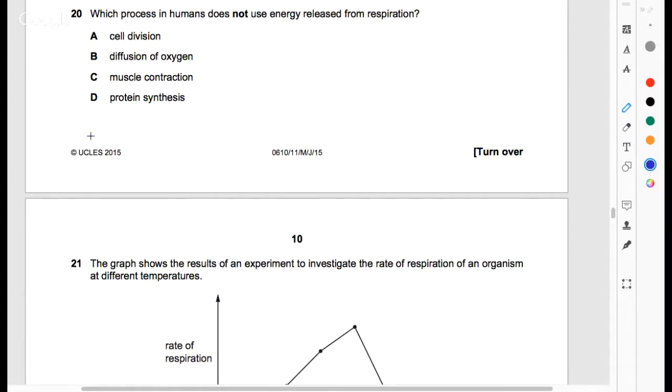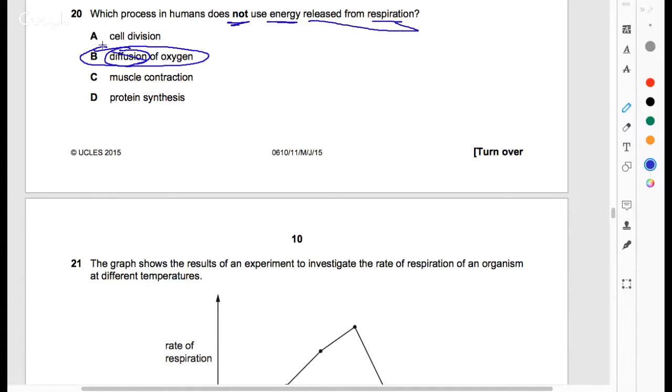Which process in humans does not use energy released from respiration? Cell division, diffusion of oxygen, muscle contraction, and protein synthesis. So for this, remember that you'll be looking at not using energy released from respiration. Diffusion, remember that's a passive process. That's a process that doesn't involve use of ATP or energy in order to move items. So B, diffusion, is the correct answer.